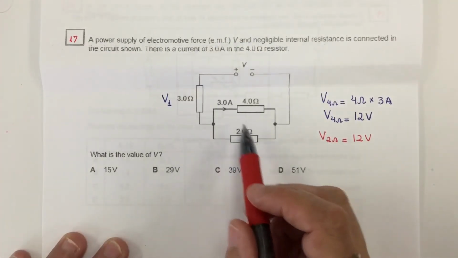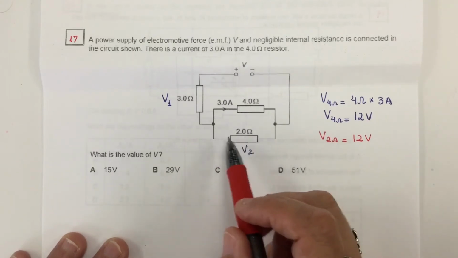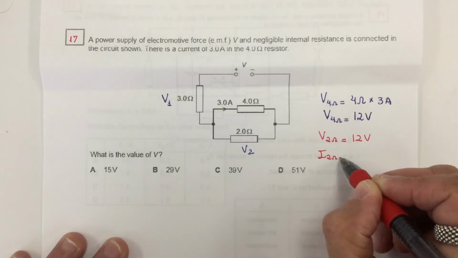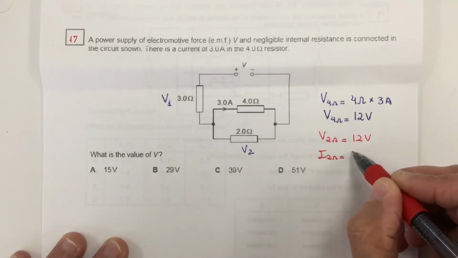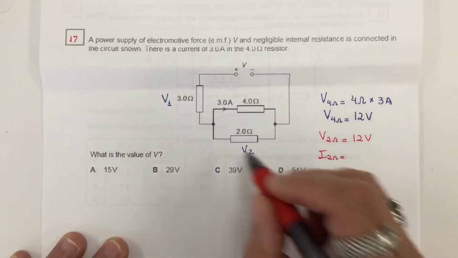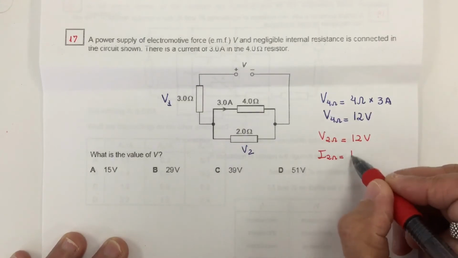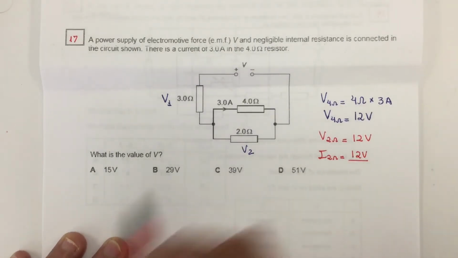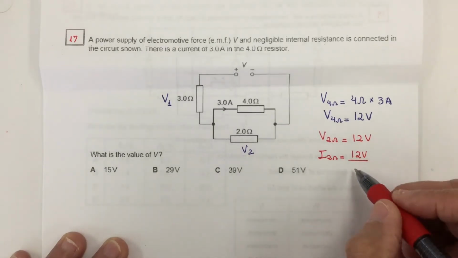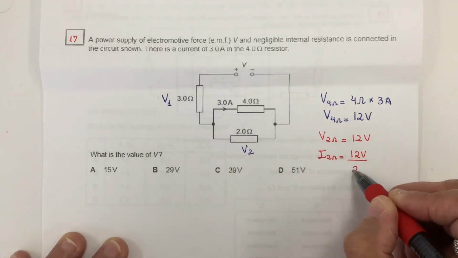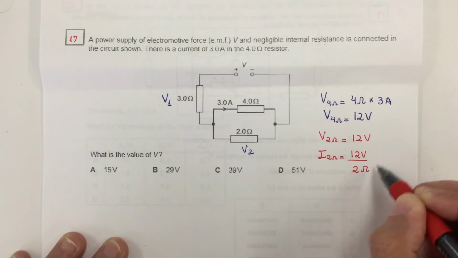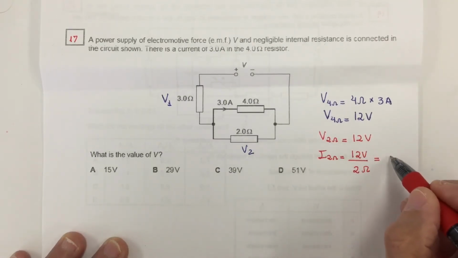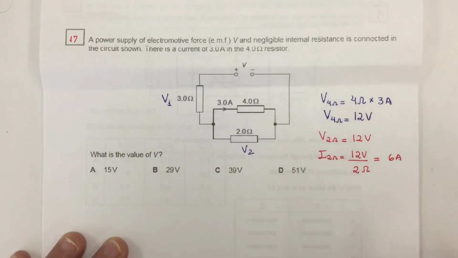Okay, so what will be the current flowing through this resistor? The current flowing on this resistor will be the voltage across this resistor, which is 12 volts, over the value of the resistor, which is 2 ohms. And the current flowing here is 6 amps.